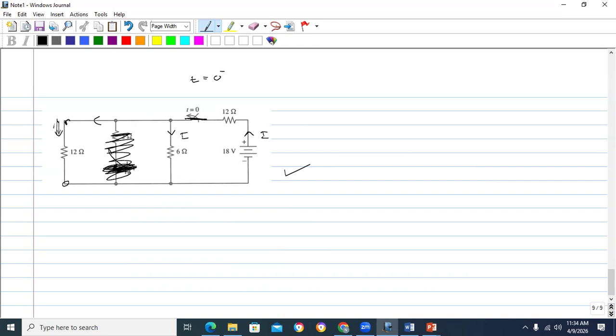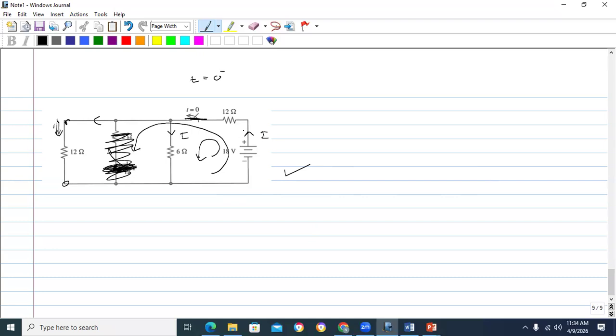I think that is a very easy one. You can do it by yourself. Maybe you can apply Kirchhoff's law here, and again you can apply Kirchhoff's law here, maybe for this one. Then I think you can find this. For example, this is this current.